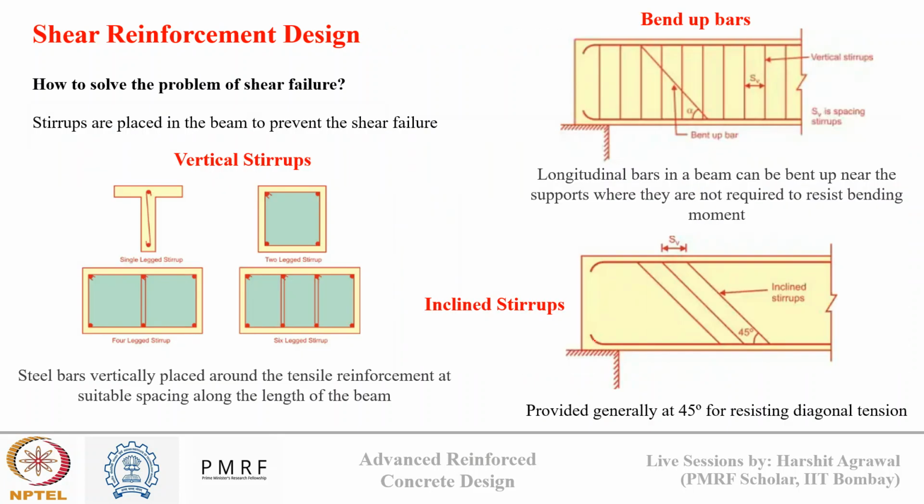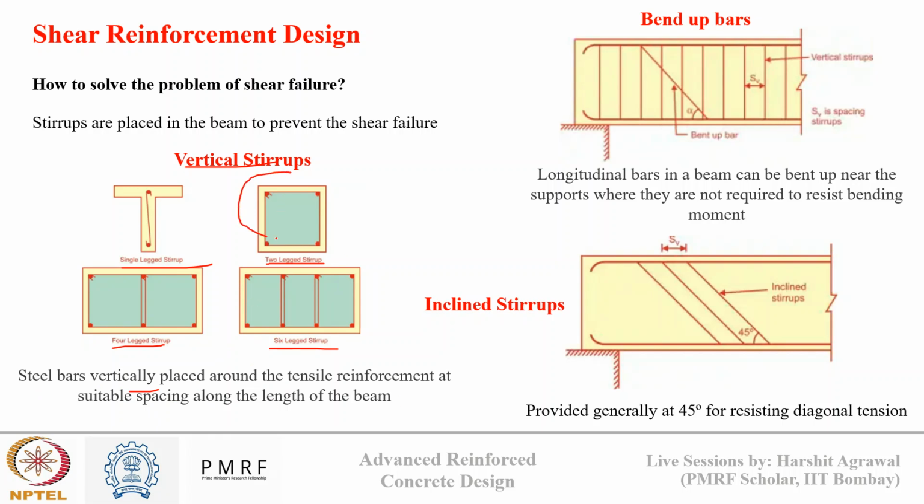In addition to concrete shear strength, we provide shear reinforcement in reinforced concrete to resist shear force. There can be different ways in which shear reinforcement can be provided. First is by providing vertical stirrups. Vertical stirrups can be one-legged, two-legged, four-legged, and six-legged. These steel bars are vertically placed along the tension reinforcement at different spacing along the length of the beam to provide the resistance.